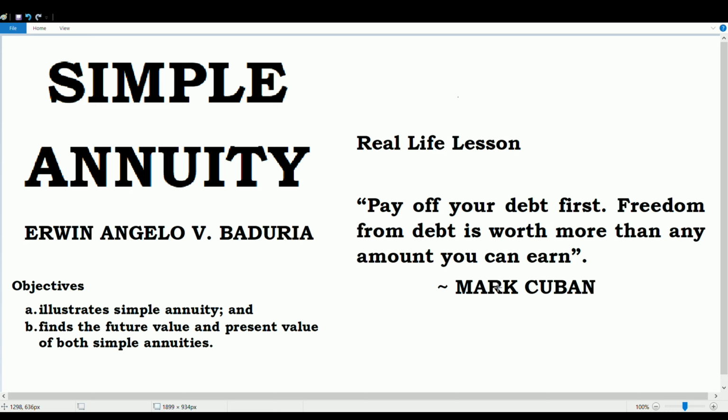Before we end this video lesson, let me leave you this quotation from Mark Cuban. And I quote, "Pay off your debt first. Freedom from debt is worth more than any amount you can earn."